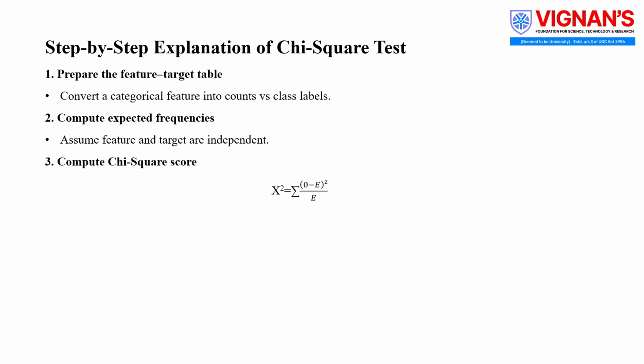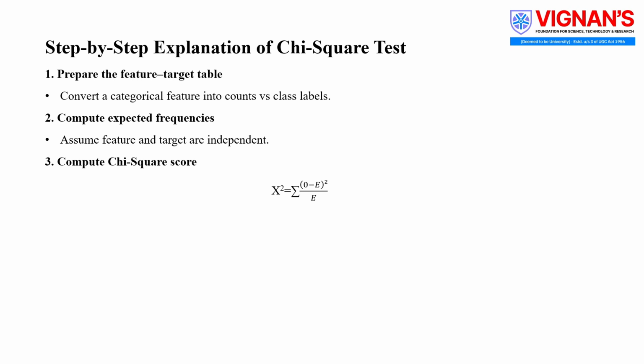Step 3. Compute the chi-square score. Here is the formula, where χ², the final score, shows how strongly a feature and target are related. Sigma means add all the values. O, observed value, the actual count in the data. E, expected value, the count we would get if there was no relationship. (O minus E) whole squared divided by E, measures how different observed and expected values are.